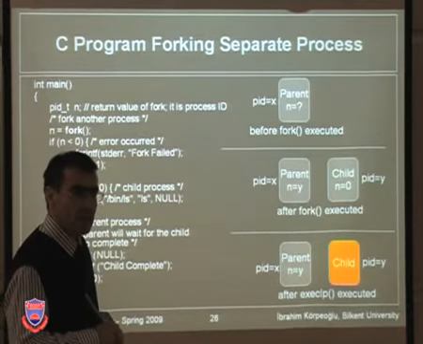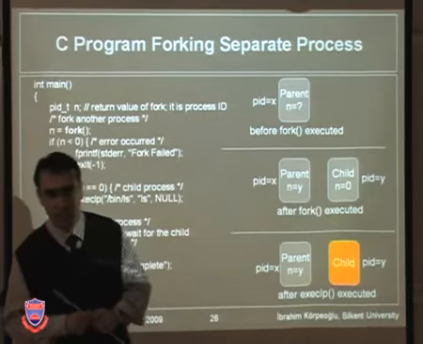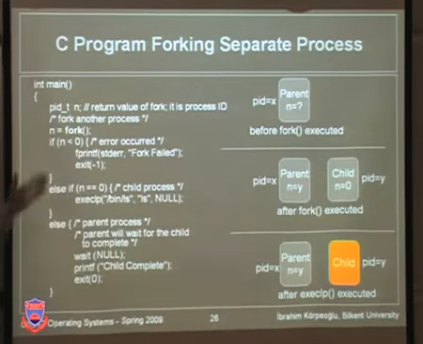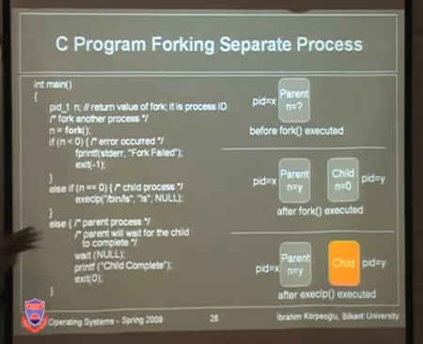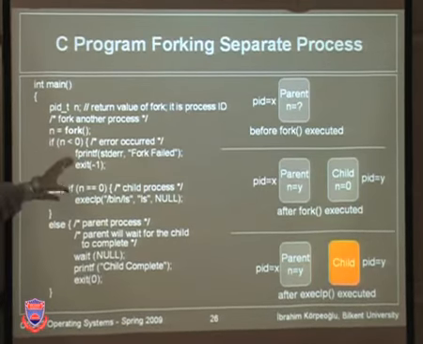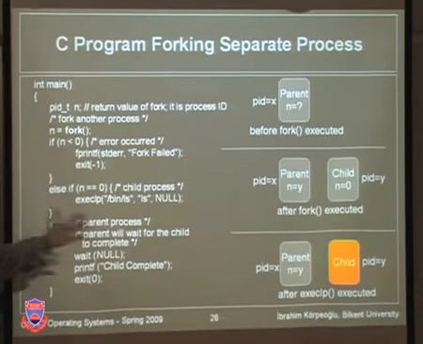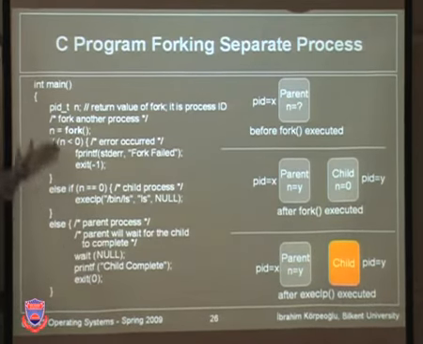Right, exactly. So the code after you call the fork will be executed by both child and parent. If you put if statements, then you enforce some part to be executed by the child, some part to be executed by the parent. Otherwise, everything will be executed by both, okay?